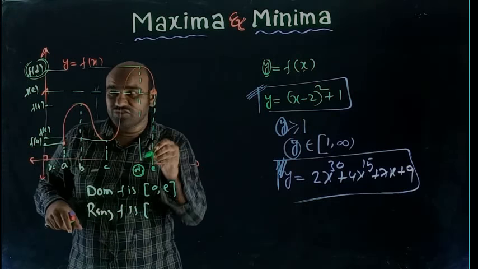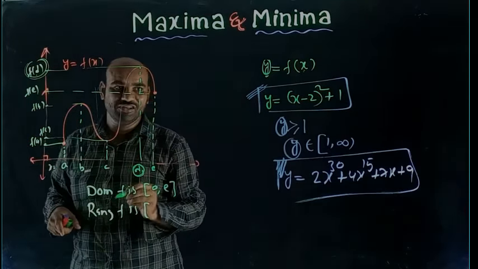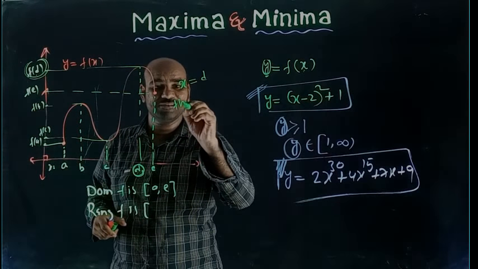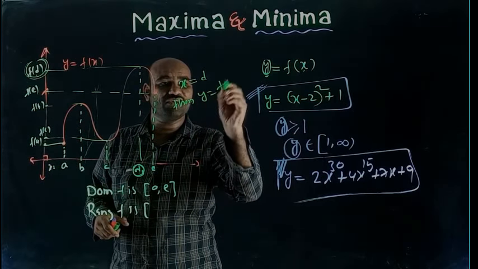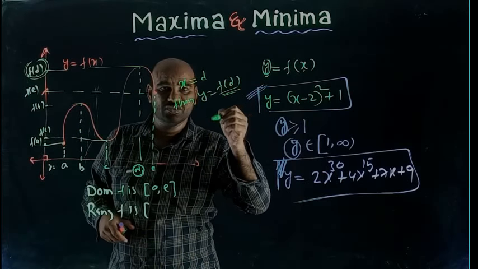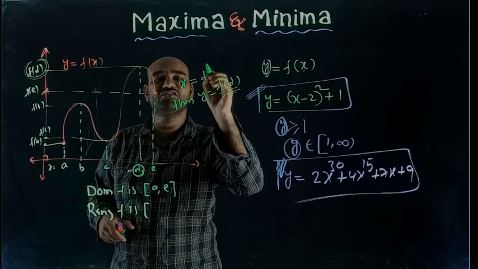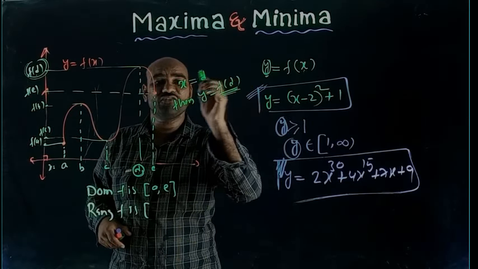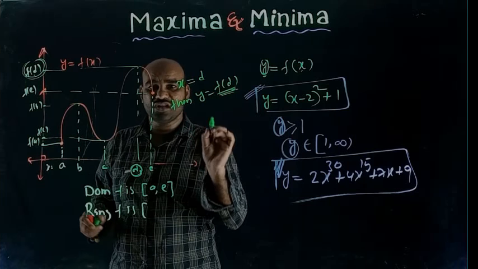For what value of x do you get f of d? X equal to d. Means that if x is equal to d, then y equal to f of d. This is the maximum value of y, for the value of x equal to d.